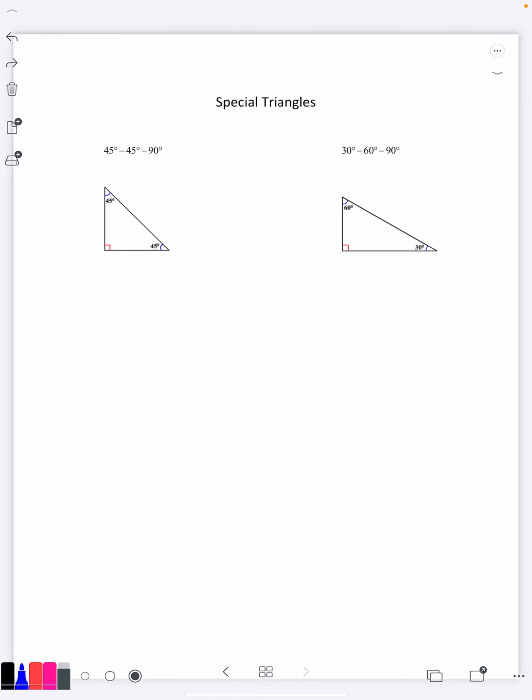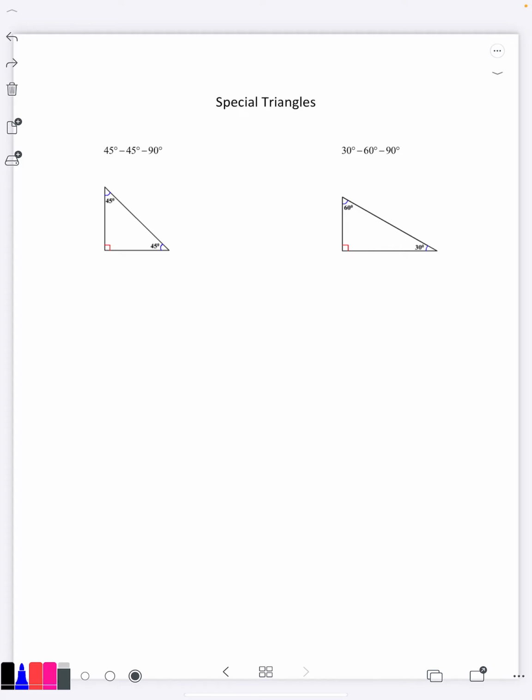In this video, we're going to talk about the two special triangles that we will use over and over again in trigonometry. Both of them, we're going to be able to figure out what the sides have to be just based on standard geometry facts that you've learned in the past.